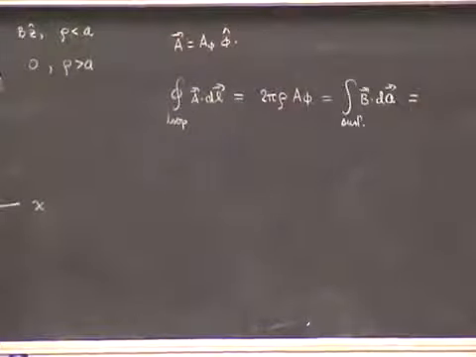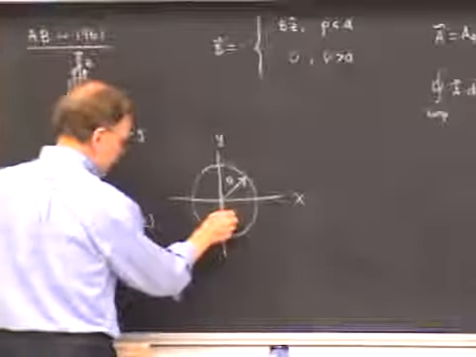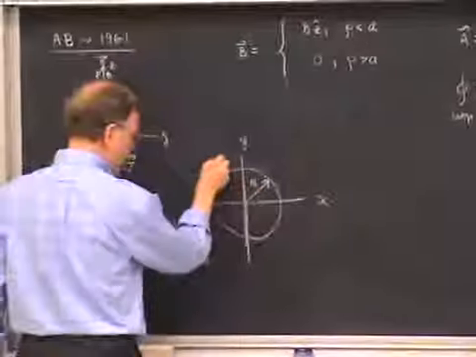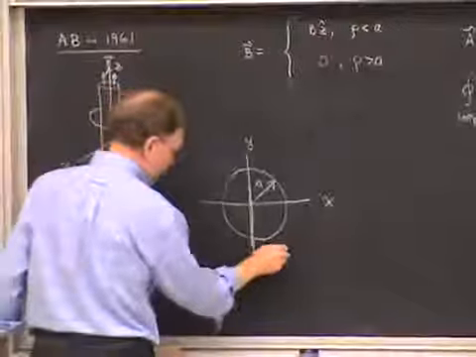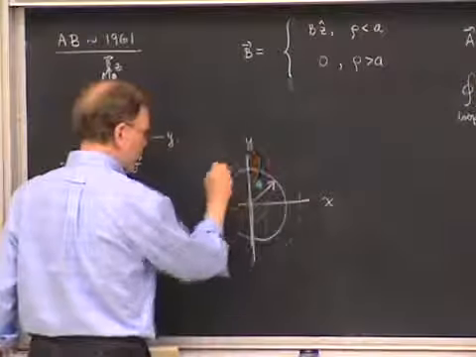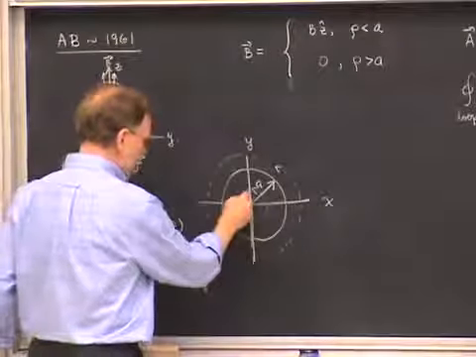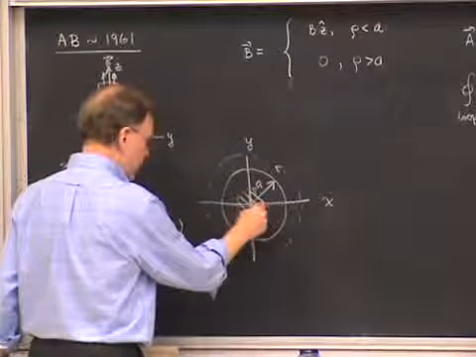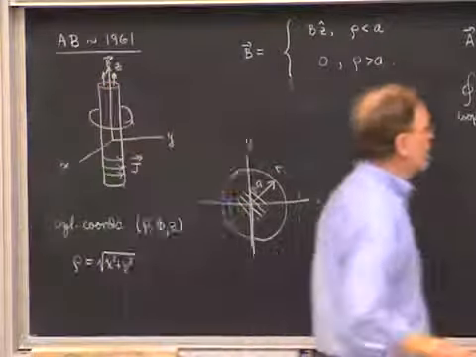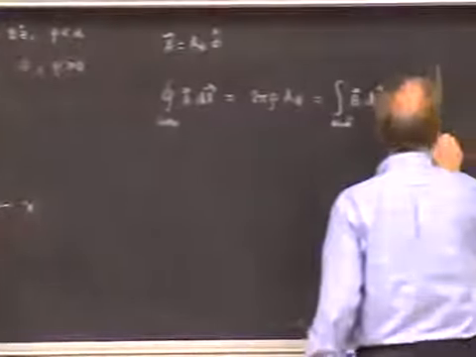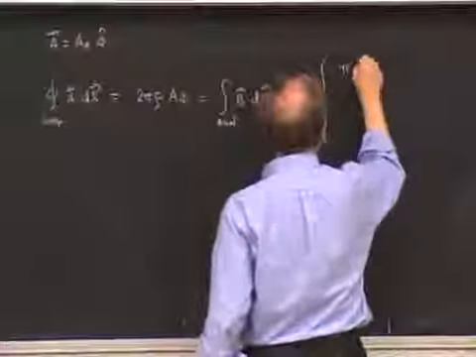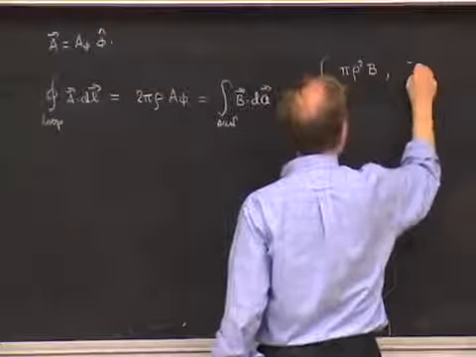Well, the magnetic flux enclosed by the loop depends on whether the loop is inside the solenoid or whether it's outside. These dotted lines are two examples of loops we're going to think about here, like this, like this. If the loop is inside the solenoid, then it picks up the flux which is inside the loop. So in that case, what we get is the area of the loop, which is pi rho squared, times the magnetic field. This is the case of rho less than a.